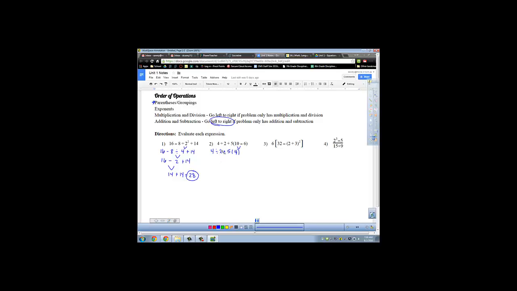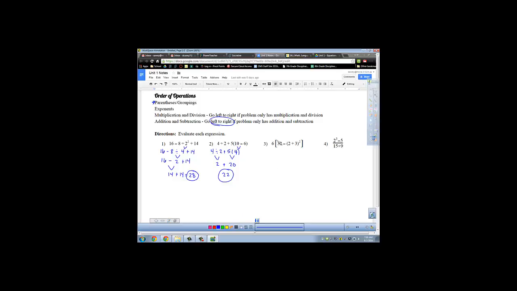So next I have some division and some multiplication. No exponent, so I'm going to go ahead and do the division and multiplication. So 4 divided by 2 is 2. 5 times 4 is 20. I'm going to bring down that addition sign, and then 2 plus 20 is 22.